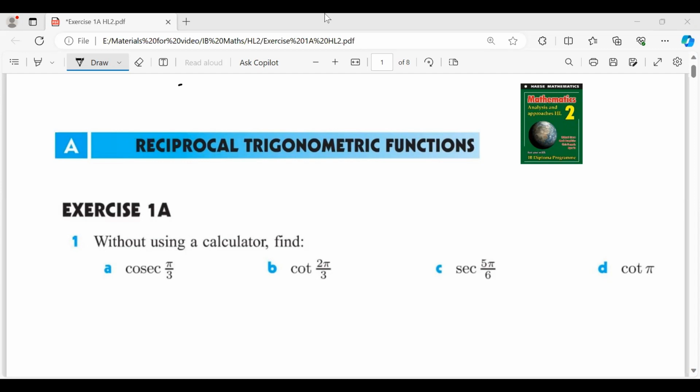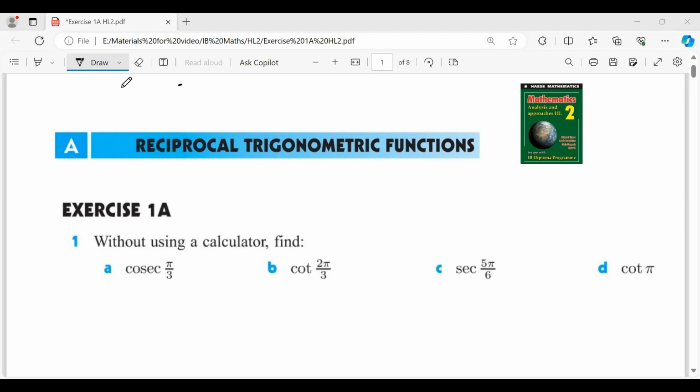In this video, I'm going to discuss how we solve exercise 1A regarding reciprocal trigonometric functions of this book, Mathematics: Analysis and Approaches High Level 2. Right, let's start with number 1.